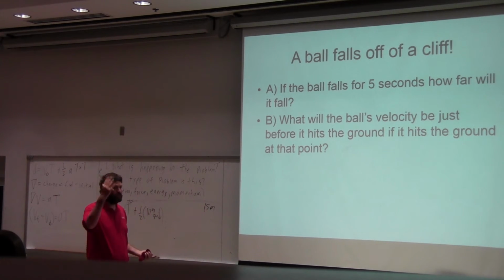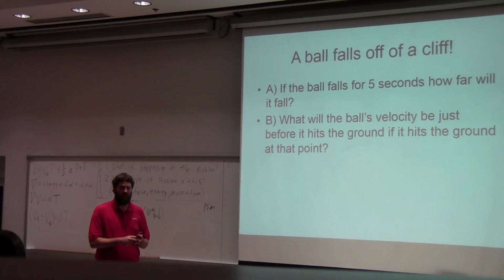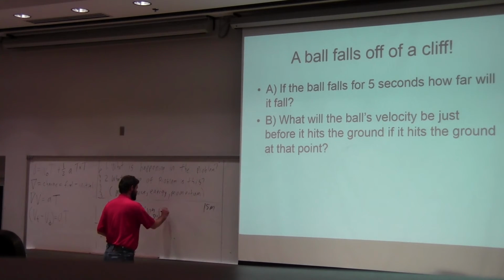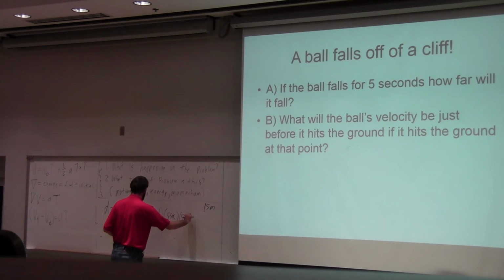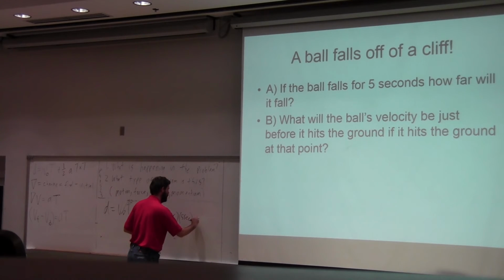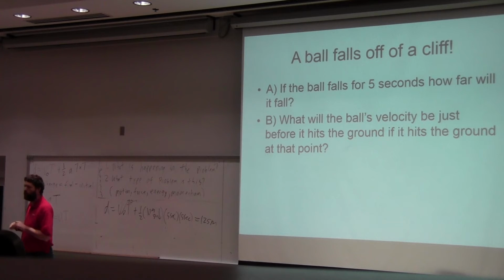If you throw a ball upwards, it's give and take. Probably want to pick upwards to be the positive direction, but you don't have to. Then 5 seconds times 5 seconds. So this is 5 times 5 times 5, which is 125 meters. All right. So far, so good.